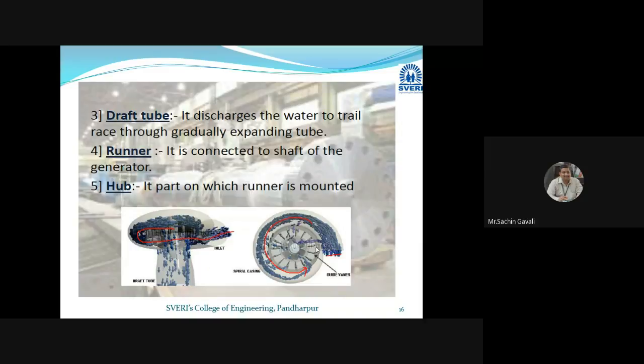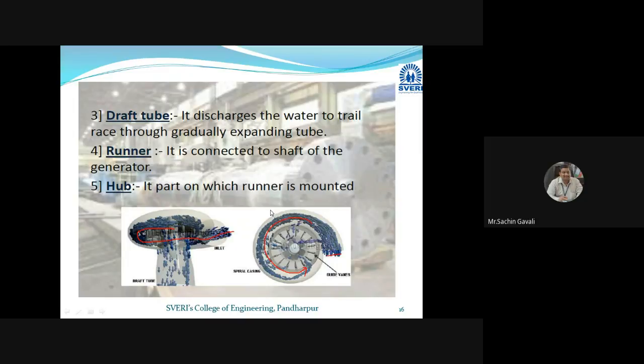So draft tube is required. I told you the use of draft tube because it is a reaction kind of turbine. Pressure is going to be decreasing towards the outlet, and at the outlet pressure will become much less than atmospheric pressure, while at the outlet of the turbine pressure should be atmospheric pressure. So to take the water from the inside of the turbine to outside, the pressure of water should be increased, and that pressure should be increased by making a draft tube.